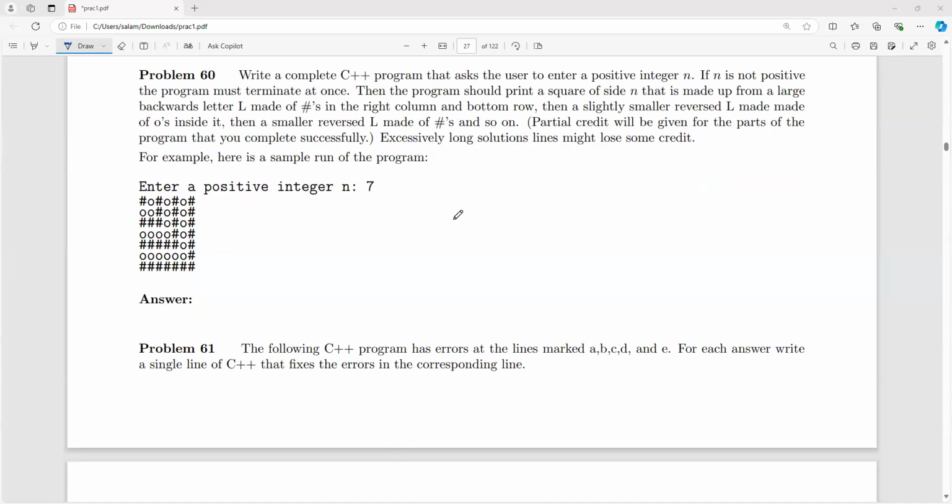Anyways, write a complete C++ program that asks the user to enter a positive integer n. If n is not positive, the program must terminate at once. Then the program should print a square of side n that is made up from a large backwards letter L made of hashtags.